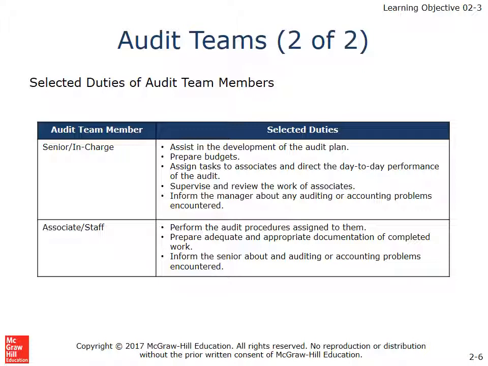And then finally, the staff or associate. That's usually the person just coming out of college. That's where you start. You perform the audit procedures assigned, prepare adequate and appropriate documentation of all the work you completed, and inform the senior about any auditing or accounting problems. Okay, so that's the normal track of a public accountant who audits. They start as a staff, they go to a senior, then a manager, and then ultimately to partner. But they all have specific duties on the audit team.